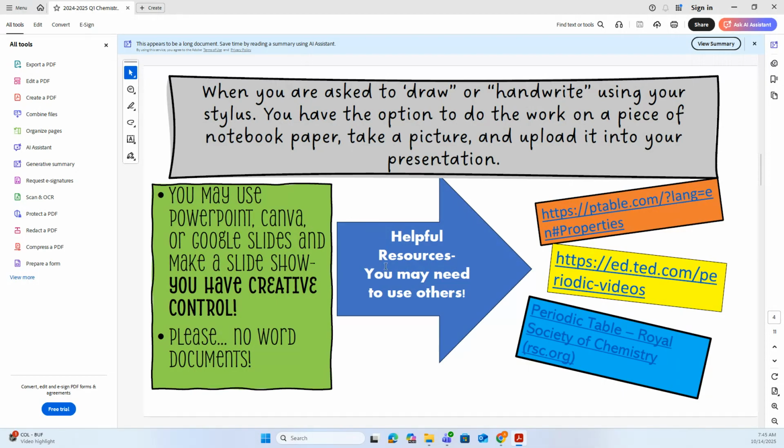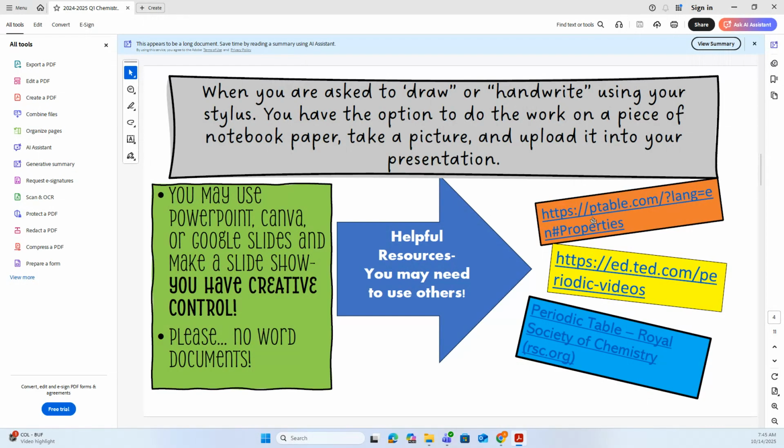and present it, not present as in you're going to present it to me. You are going to put it together in the form of a presentation in PowerPoint, Canva, or Google Slides. You have full creative control, so how you want to organize the information is up to you. It does need to be on one of these: PowerPoint, Canva, or Google Slides, no documents.